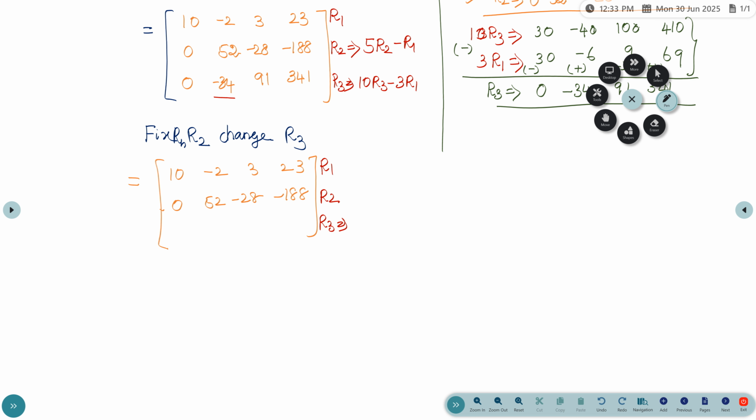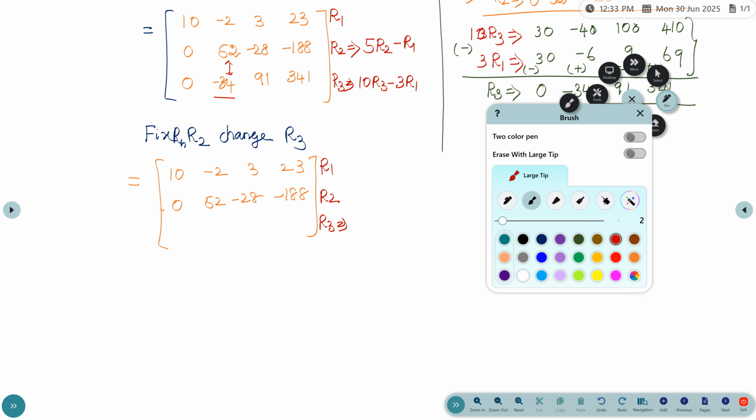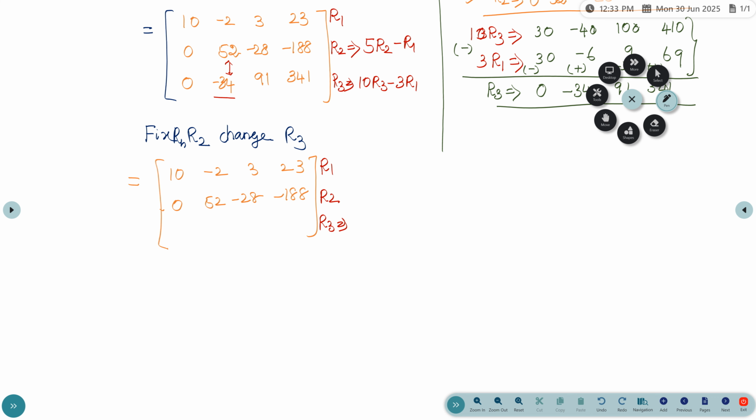So this is R1 and this is R2. How can you change R3? We are going to make both values equal. How can you get both values equal? We multiply. Which row are we going to change? R3. So multiply R3 by 52. Similarly, multiply R2 by 34. So we are multiplying R3 by 52.